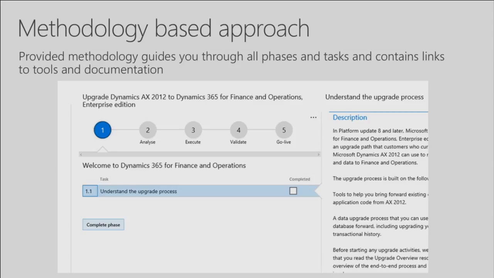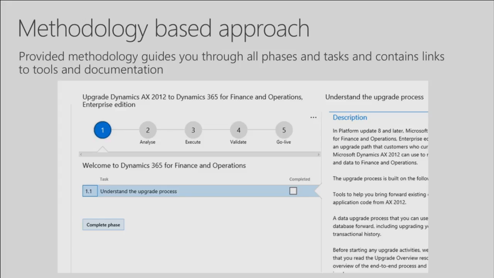Once you join the upgrade process, you'll be presented with a methodology. The methodology is a step-by-step approach to the entire upgrade cycle. So you will have analysis tasks, execute tasks, and validation tasks. On top of this, the methodology has links to all the docs you need. It also has links to all the automated tools that help you do that. It's a really nice approach.